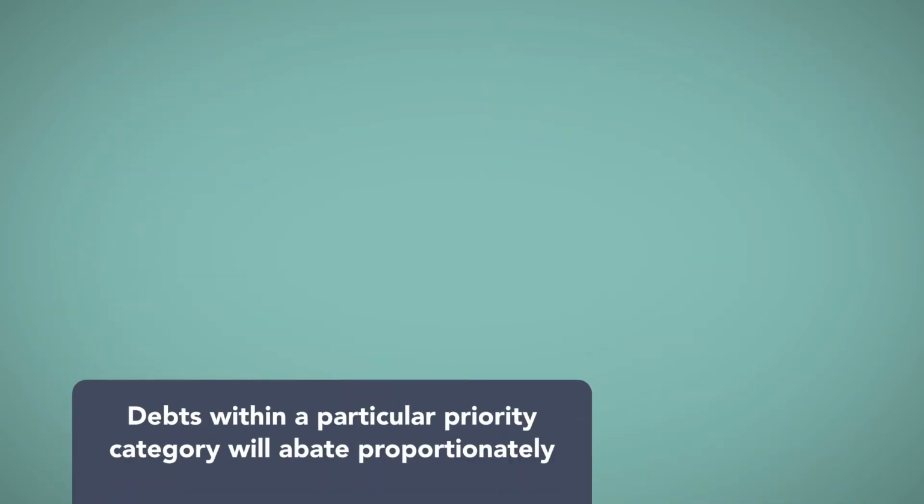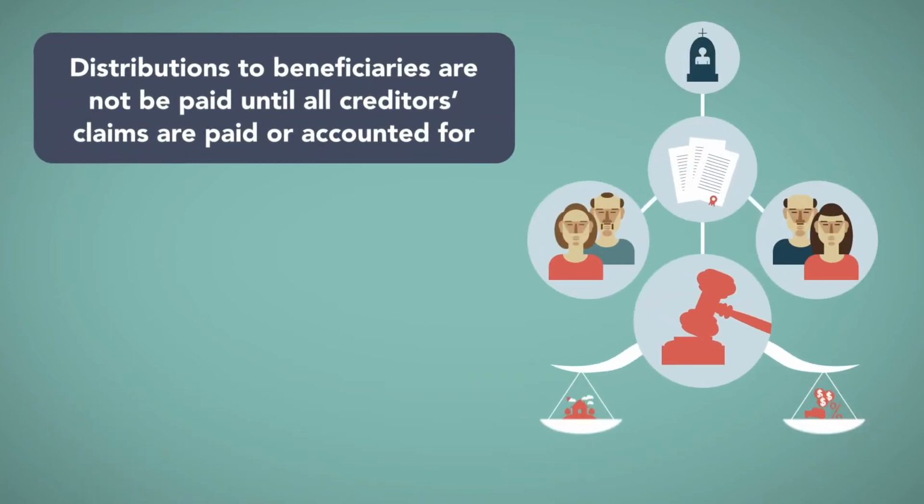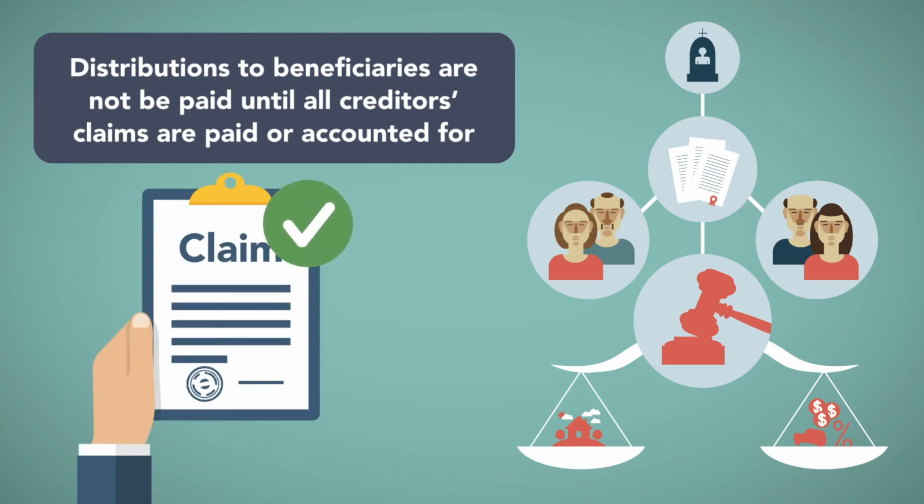Debts within a particular priority category will abate proportionately if the estate's assets are insufficient to pay all creditors within the category. Distributions to beneficiaries, other than those for family or spousal support given priority by state law, are not to be paid until all creditors' claims are paid or accounted for.